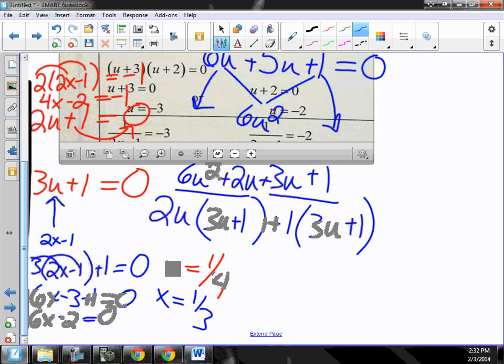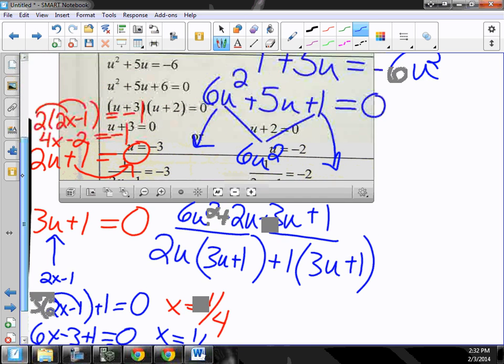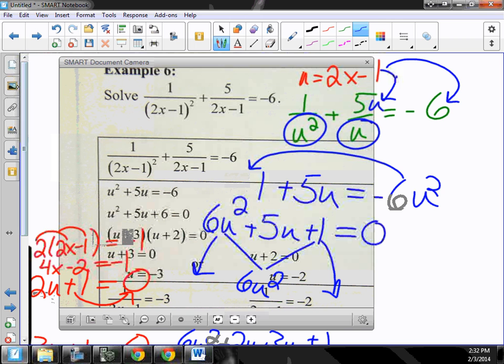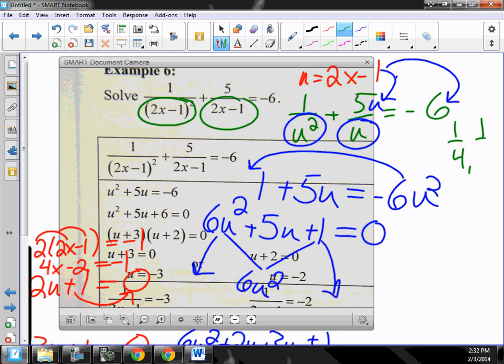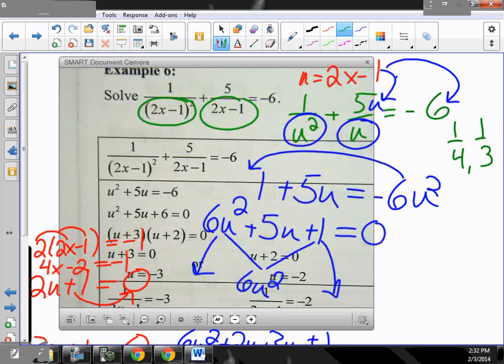1/3. Now, do I have to worry about zeros in the denominator or negative square roots or logarithms? If I go back to the original problem, I do have variables in the denominator. So what were my answers? 1/4 and 1/3? Is that right?